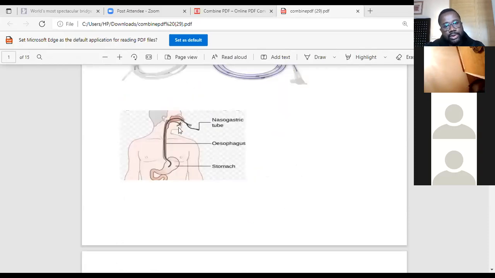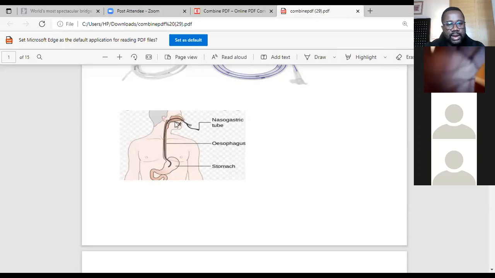And you have to pass it through the nose. You can see here, you're passing it through the nose to the esophagus and into the stomach. You can see it from there. So this picture is giving us some highlight. This is an NG tube inserted from the nose, esophagus, up to the stomach. This is it right here.